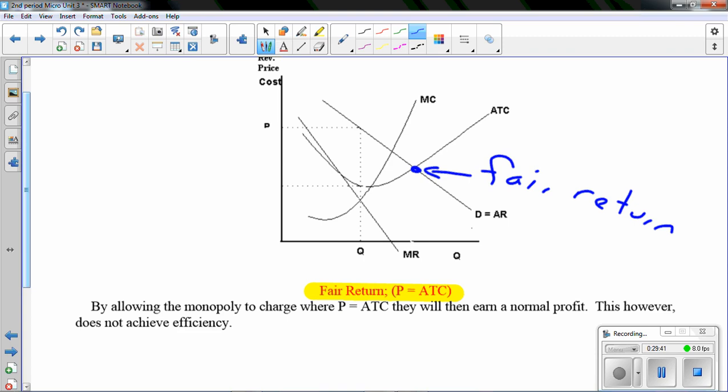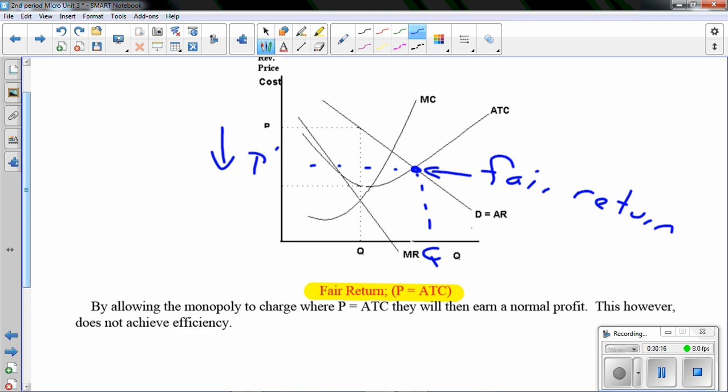What's fair about that? Yeah, they're making zero economic profit. They're making as much here as they would in their next best alternative. That's fair, right? Do we need to subsidize them? No, we would not need to subsidize them. Are they increasing output when we regulate them there? Yes, they're producing a greater quantity and they're charging a lower price. So society can be happy about this. They're earning zero economic profit.